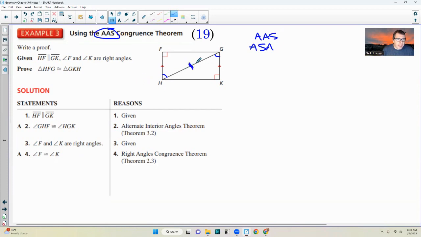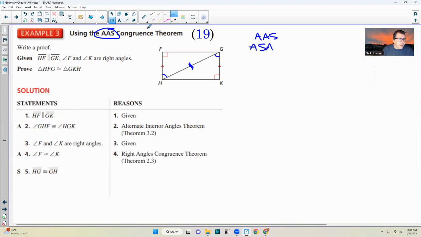Now we can say GH is congruent to itself. Agree? Okay. HG is congruent to GH. Now keep in mind, this is a rotation. So GH in one triangle is HG in the other because it has to be rotated and we have to go in the same order. And so HG is congruent to GH.